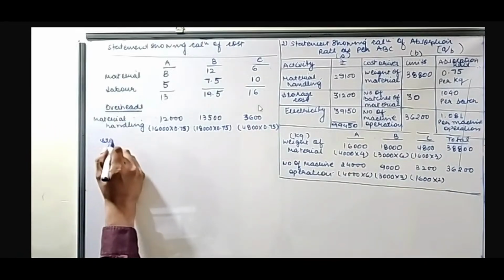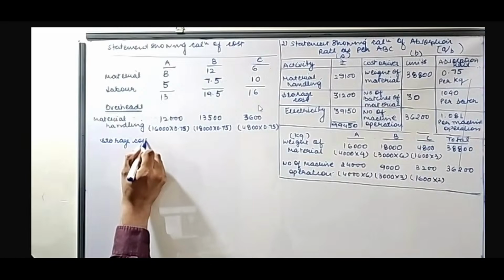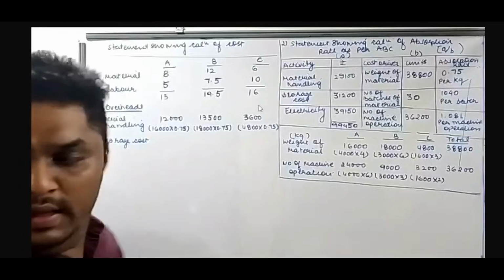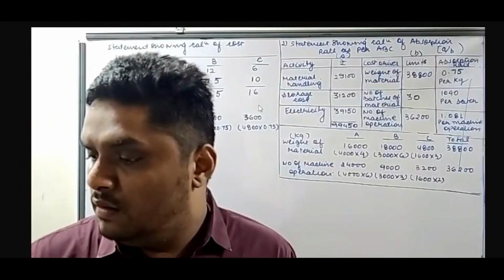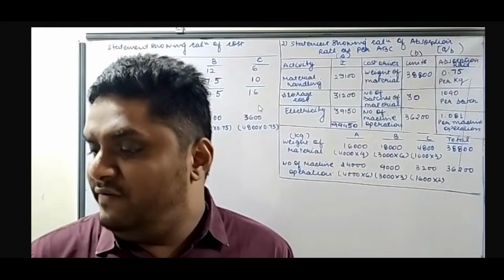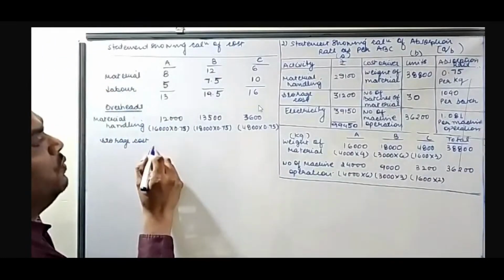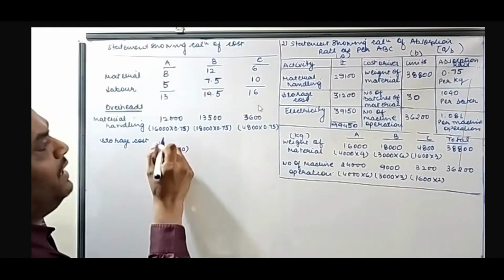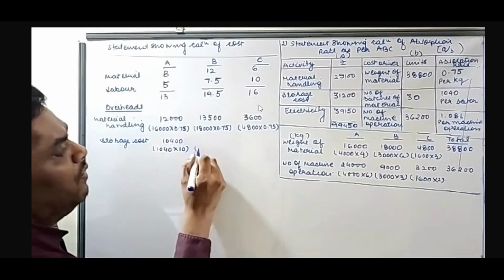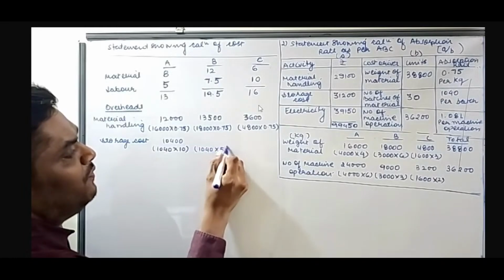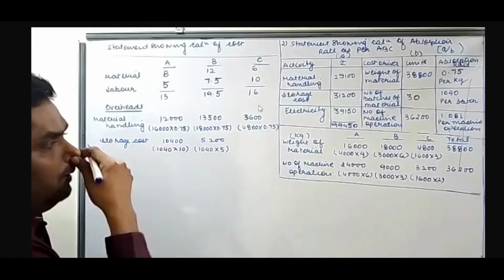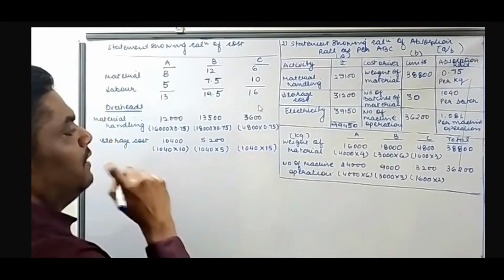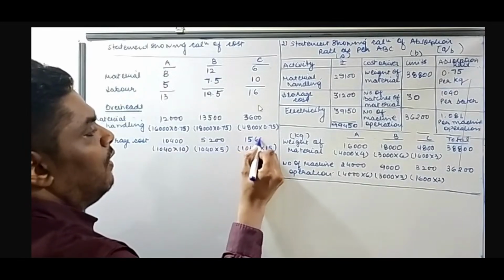Next is storage cost. It is 1040 per batch, and the number of batches are 10, 5, and 15. So 1040 per batch into 10 batches, that is 10,400. 1040 per batch into 5, this is 5,200. And 1040 into 15 batches, it will be 15,600.